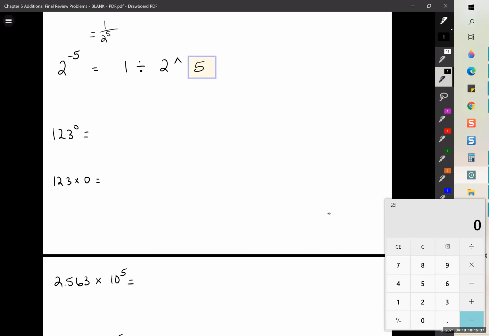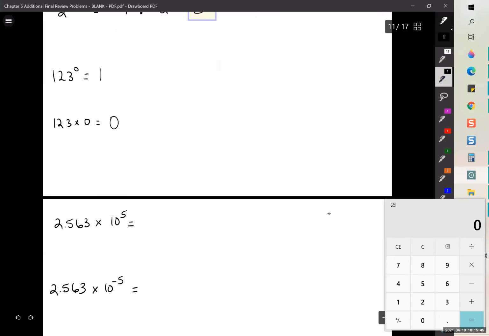Joey, anything raised to the 0 is 1, but anything multiplied by 0 is 0. Good. So the first one would be 1, whereas the second one would be 0. So next up is scientific notation.